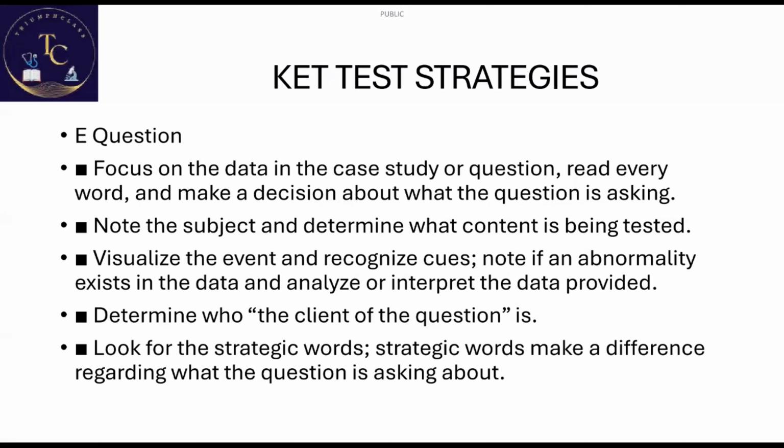Then you note the subject and determine what content is being tested. You visualize the event and recognize cues. So it's just like the previous steps we talked about, okay? Then you note if an abnormality exists in the data and analyze or interpret the data provided. So you determine who the client of the question is. You look for the strategic words.